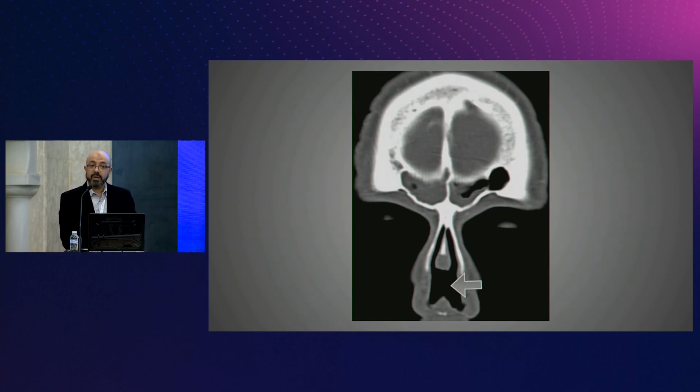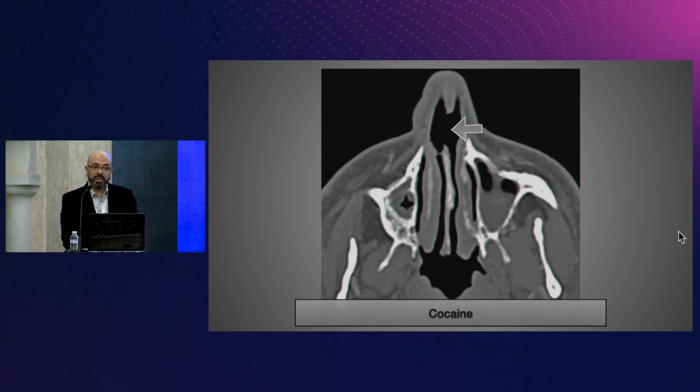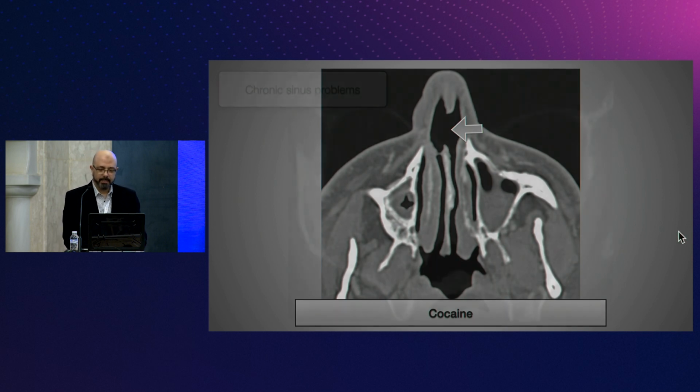There's a defect in the cartilaginous nasal septum, which we see with some of the recreational drugs, especially cocaine, right? So this can be a clue on the same scan. You don't need to scan the patient again, especially if the patient is very unwell, like this patient here. You will have a clue there. And this means that you'll need to ask your A&E consultants to take bloods for toxicology screening.